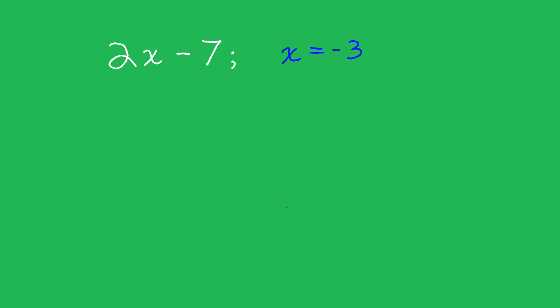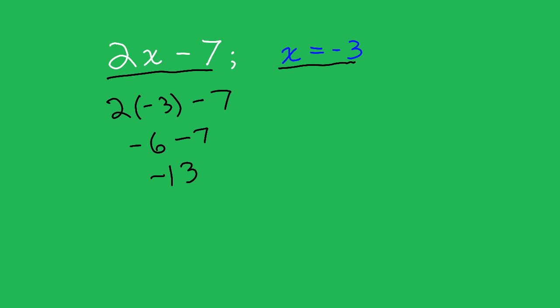First one, 2x minus 7, and we're setting x equal to -3. So here we're given an expression 2x minus 7 with a variable x, and here it's telling us what x is equal to in this specific situation. So we simply replace the x in the expression with -3. So we take 2 times -3 minus 7. 2 times -3 is -6, minus 7, -13. So -13 is the value of this expression when x equals -3. Moving on.